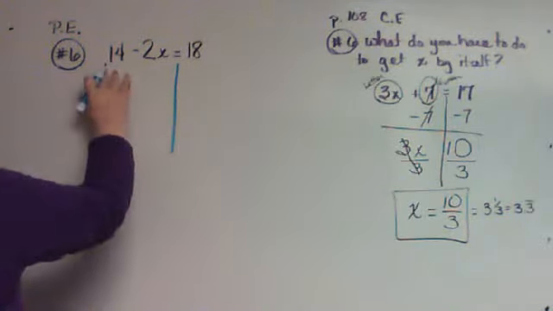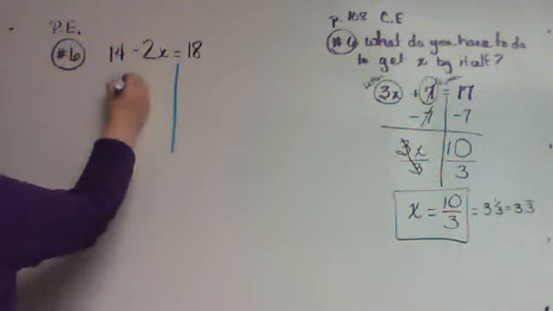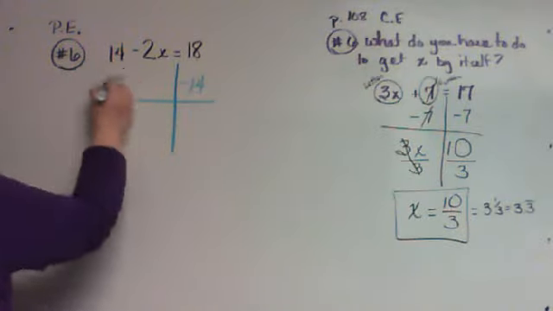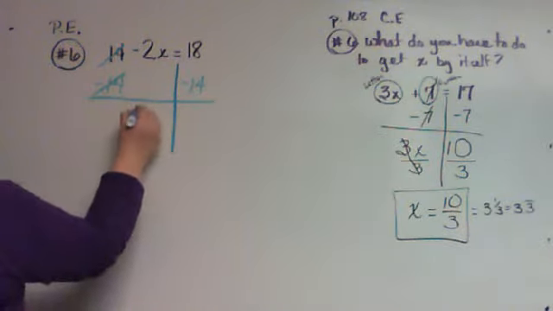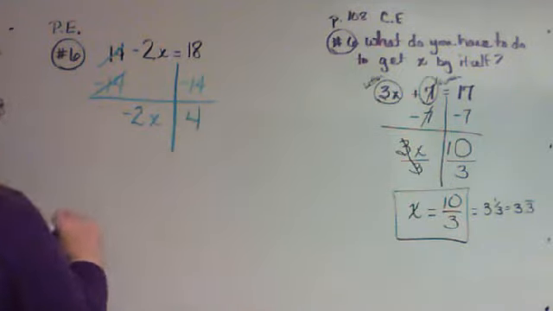So I need to get rid of the 14. Right now it's a positive 14. I have to subtract that 14 to get rid of it, so they'll cancel each other out. So that leaves me with negative 2x is equal to 4.